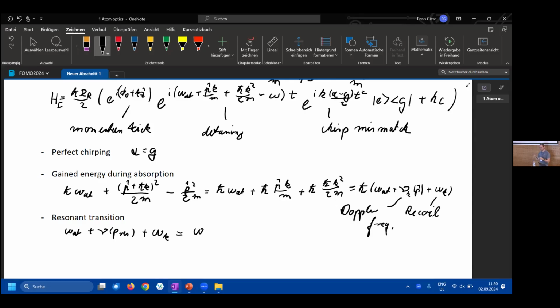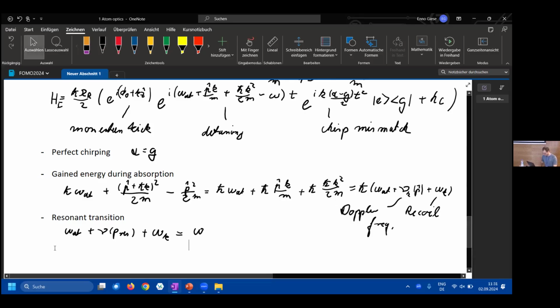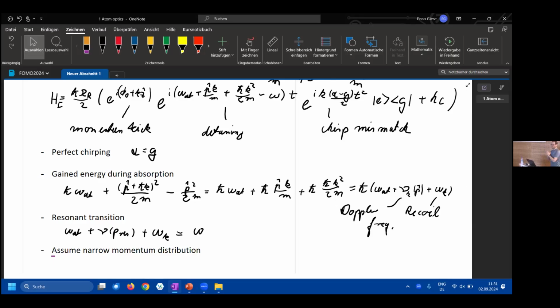That means you have detuned Rabi oscillations, but now what we are assuming is that the resonance width, the detuning or this momentum width, is sufficiently narrow. So we assume that the wave packet momentum width is narrower than effectively our recoil frequency. And that's why it's also important to, for example, work with Bose-Einstein condensates and not a thermal cloud of atoms, because you have a thermal momentum distribution and then you can just address a few atoms in this respect.